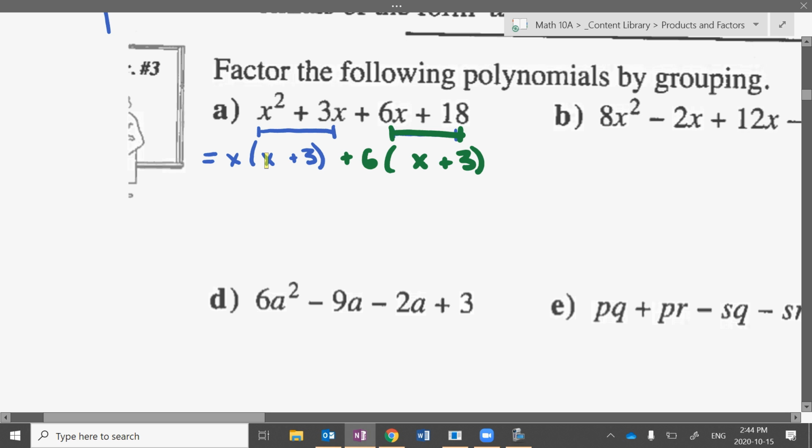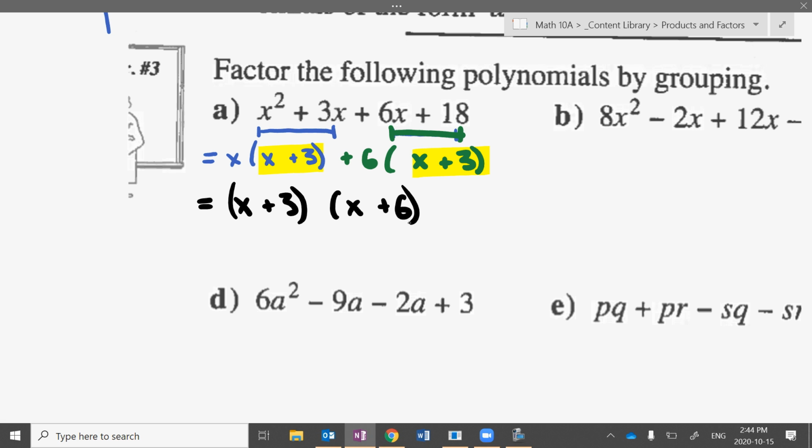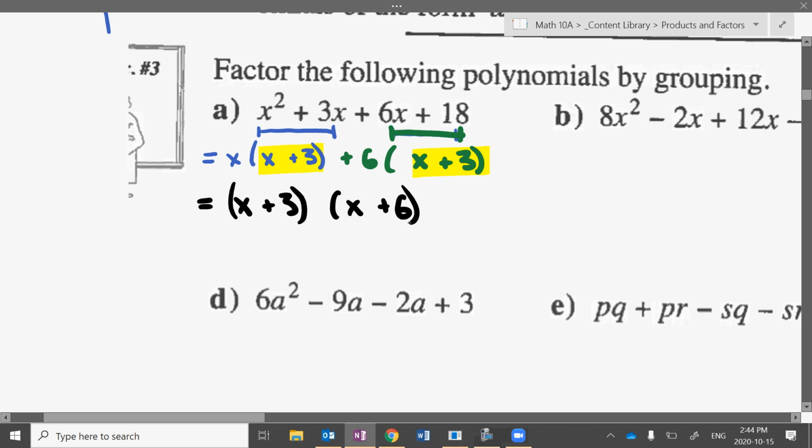Once you do this step, you should see you're always going to have 2 terms that you then could take another step and further factor. So now I can factor out that X plus 3, and I'm left with an X and a 6. We design these questions to work for you. Once in a while, we will give you a question that you cannot factor to keep you on your toes.